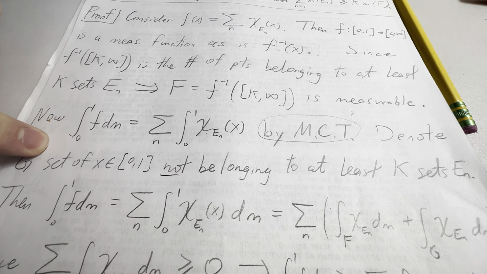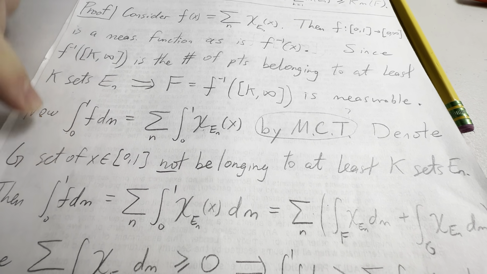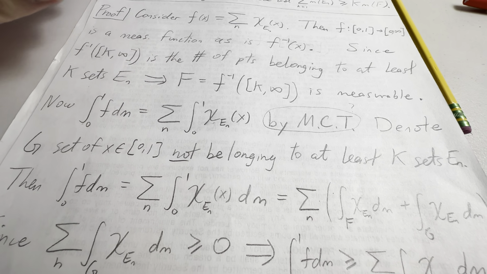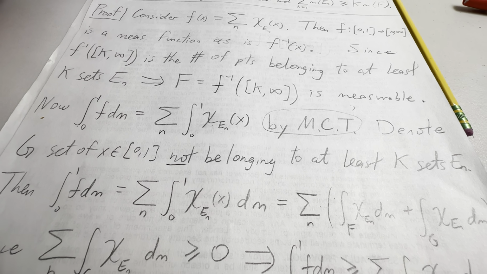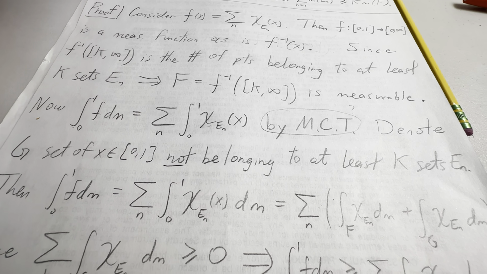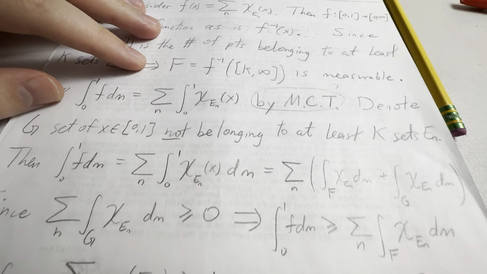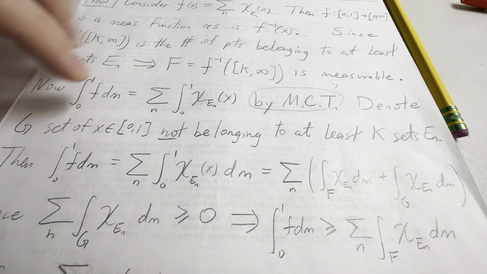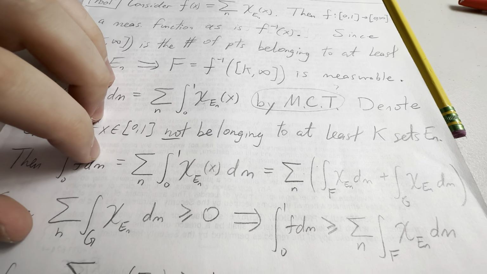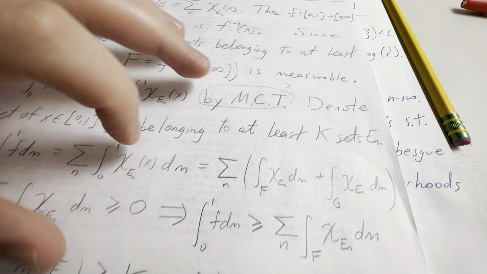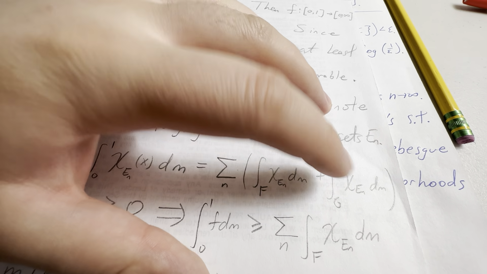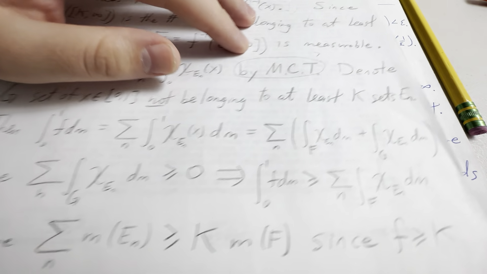But this next part I do. I don't really see why I need to define the set G. So we define the set G to be the set of all points not belonging to at least k sets En, which gives us essentially the complement of F. And what that does is that I can rewrite this integral, so all I've done is rewrite the same thing I have. But now I'm splitting this integral up into two pieces, the integral over F and the integral over G.